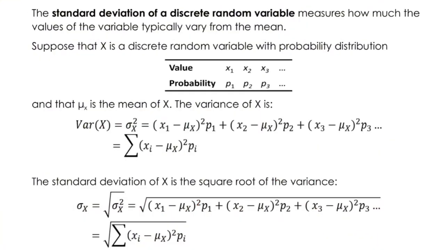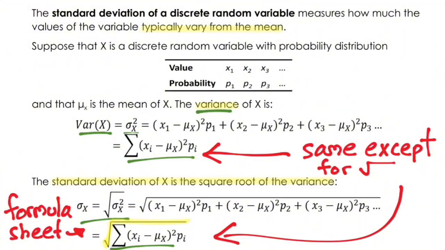The standard deviation of a discrete random variable measures how much the values of the variable typically vary, that's the key word, from the mean. And then once again, we have our probability distribution model of x1, x2, x3, and the three probabilities that go with it, and that the mean of x is mu sub x, and then the variance is the very involved formula that you are now looking at. Here are some things to jot down and observe.